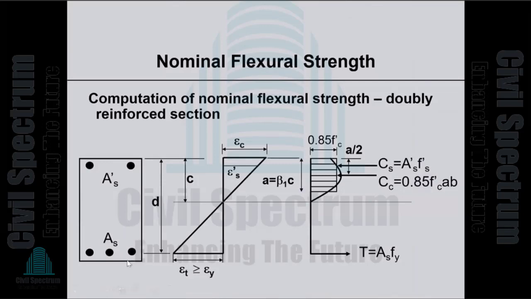Now we will go to a doubly reinforced section. We have tension reinforcement, we have compression reinforcement, A sub S, A sub S prime. The strain distribution is the same, except that at the centroid of the compression reinforcement, the strain is epsilon sub S prime. So in the tension reinforcement, it's epsilon sub S. In the compression reinforcement, it is epsilon sub S prime. The rectangular stress block is the same as before. This is the compression concrete force. This is the tensile steel force. Additionally, we now have a compressive steel force, which should be A sub S prime, the total area of the compression reinforcement, multiplied by the stress in the compression reinforcement, F sub S prime. That has to be determined.